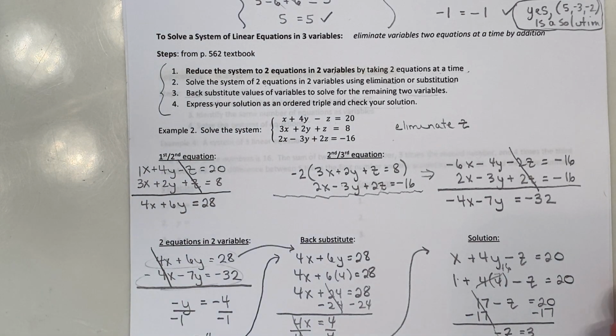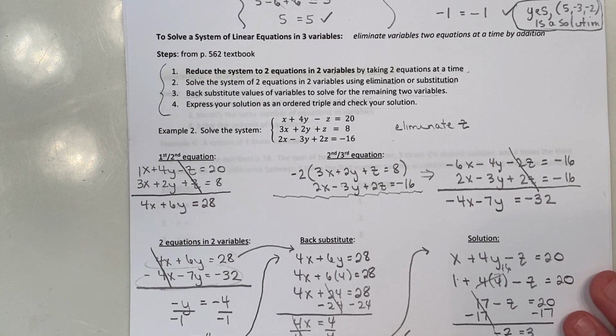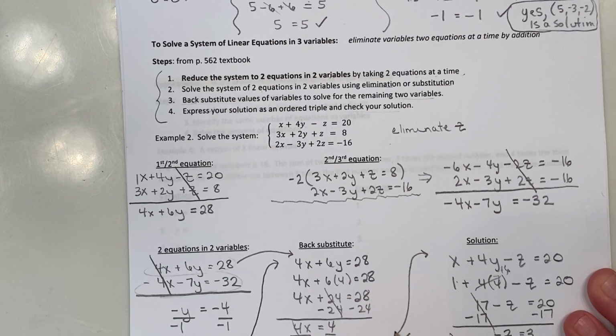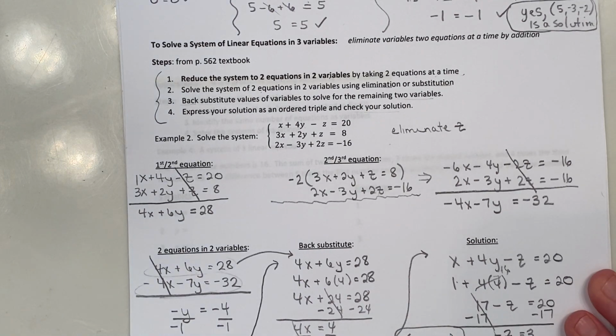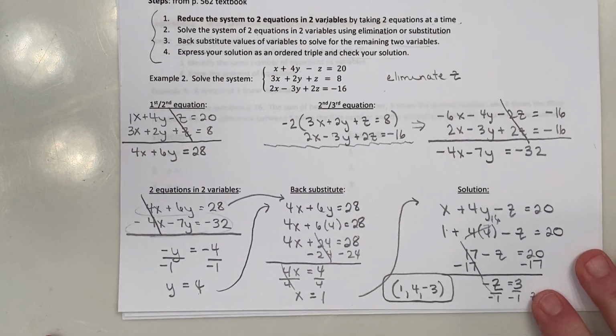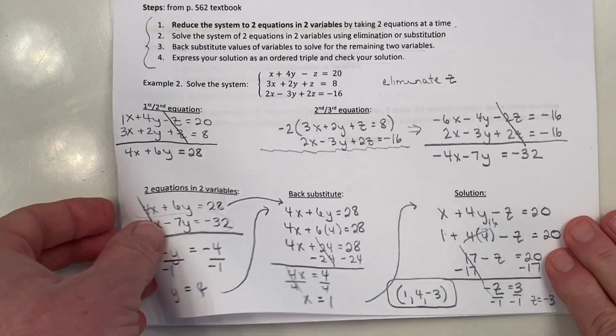So trying to find a space here. Let's record our answers in an ordered triple. X comes first, then y, then z. And this is the solution to our system of linear equations in 3 variables. Oh, goodness. Let's just practice again.